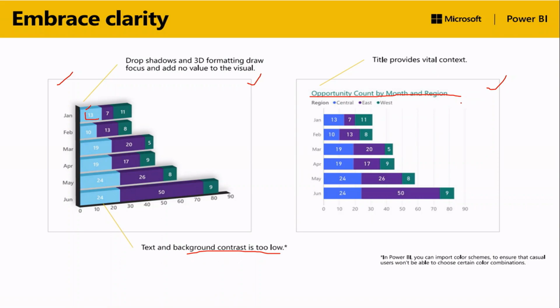Because at a glance I don't know what is presenting, whether it is sales, whether it is profit, whether it is number of customers, right? But over here I can see it's an opportunity count by month and region. So I know, okay, in this particular month there were these many opportunities in central region, right? So with the help of these labels and titles, I can derive the actual value instead of just seeing, okay, I don't know what this 13 is talking about, right?